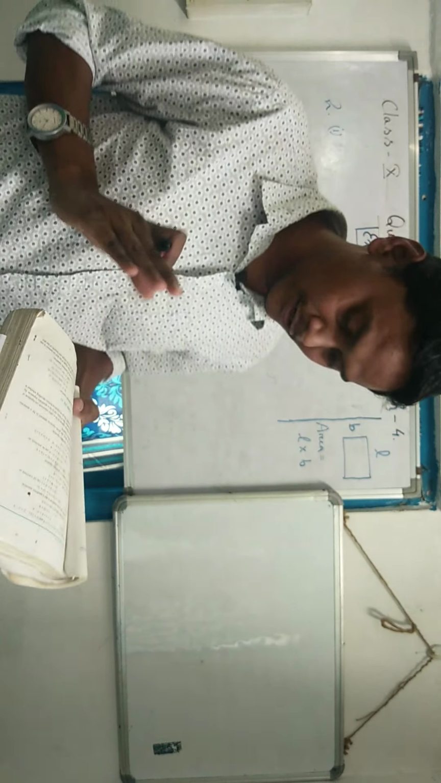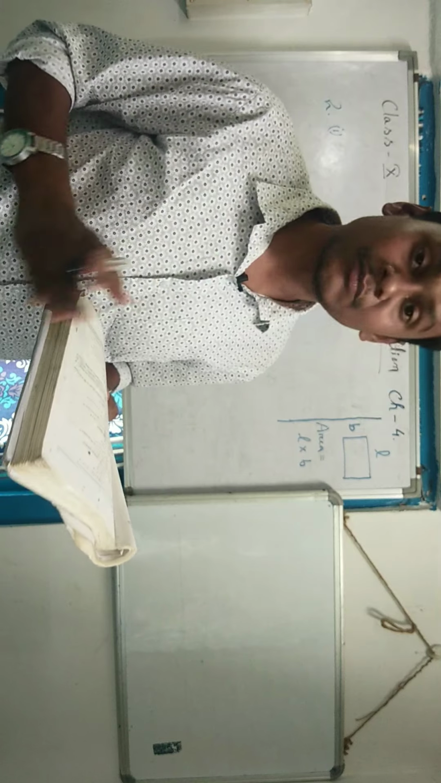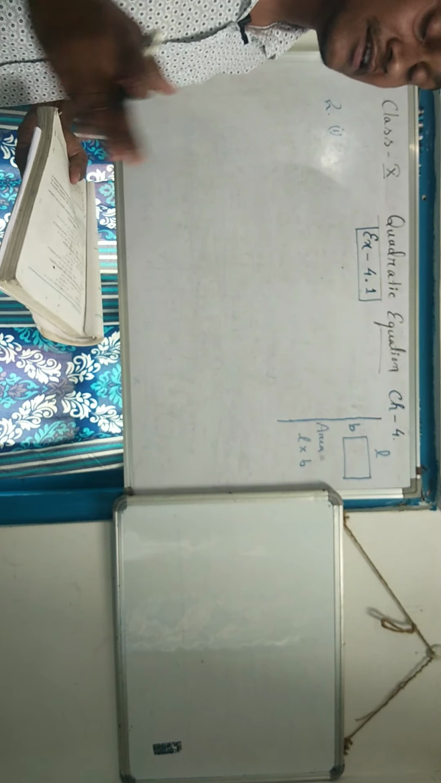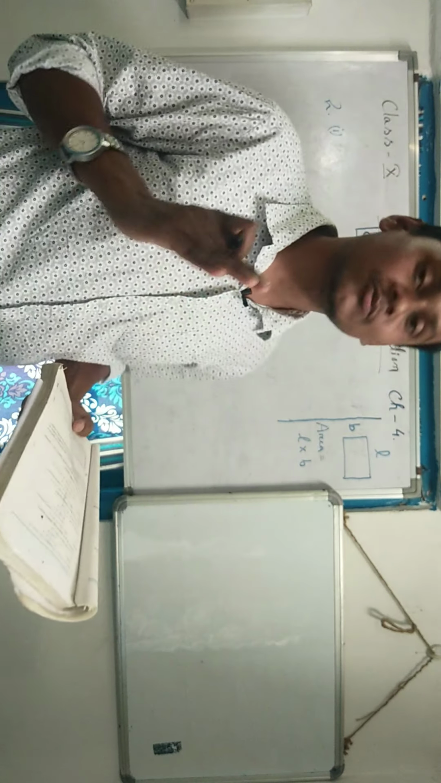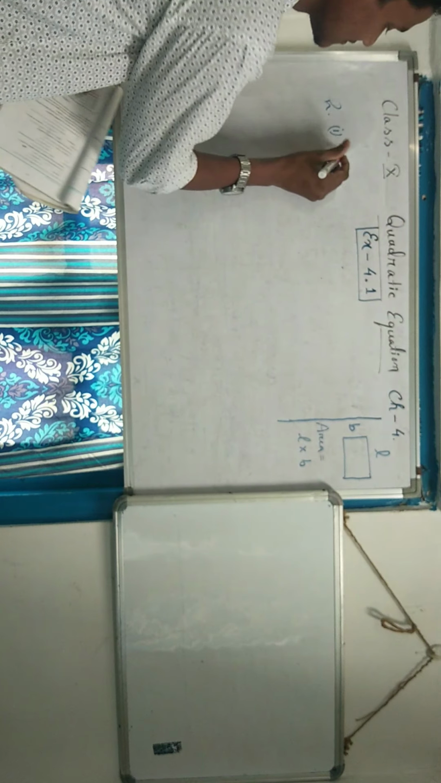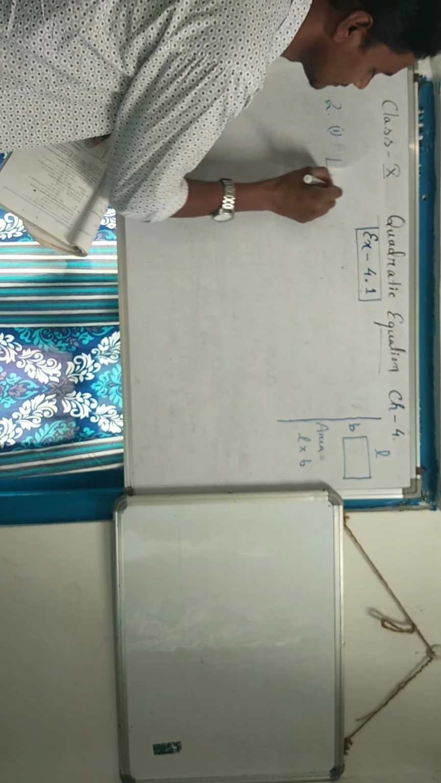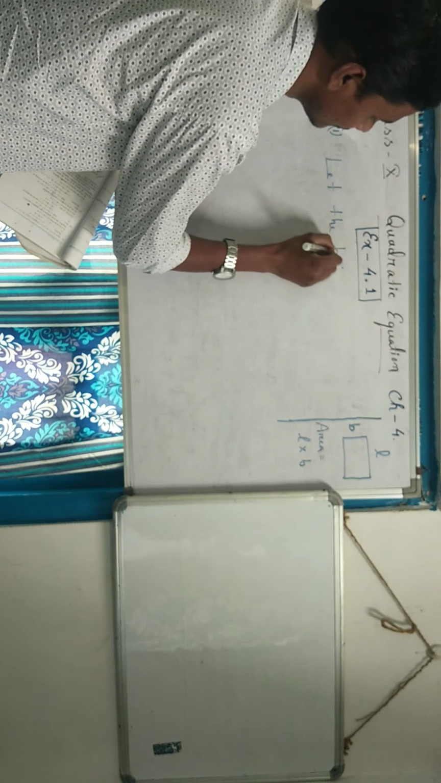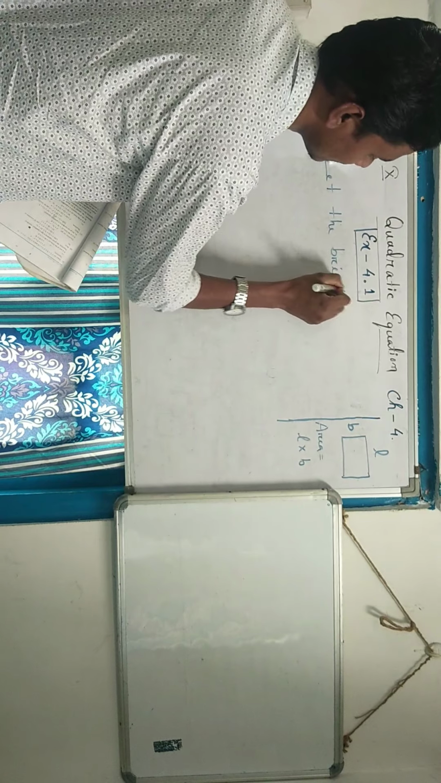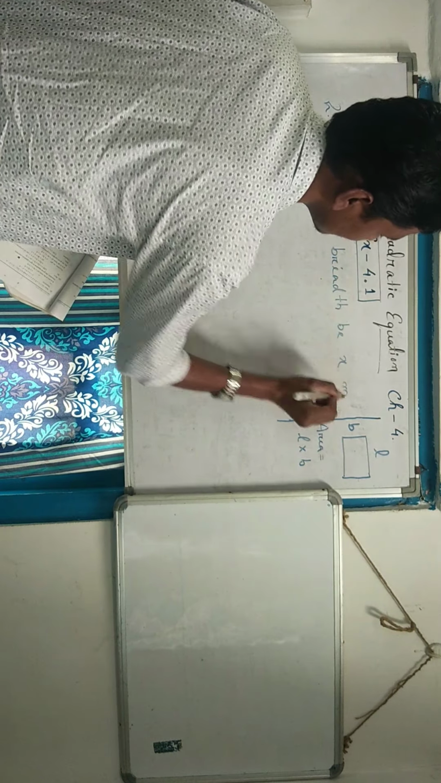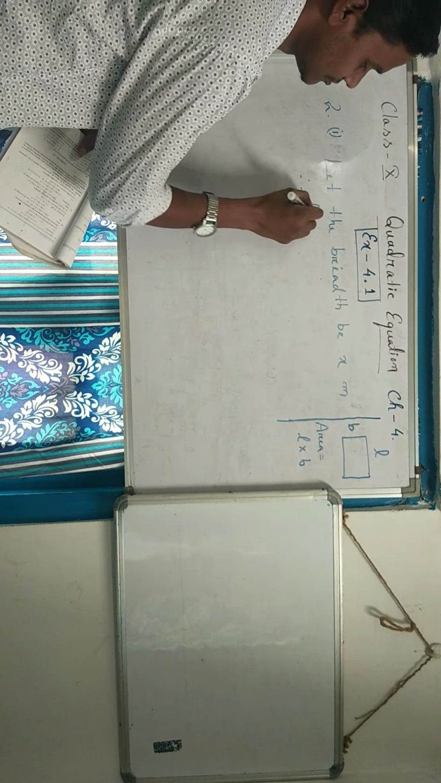The area of the rectangular plot is 528 meters square. The length of the plot is 1 meter more than twice its breadth. So first of all, we will consider the breadth, because I don't know the breadth. Let the breadth be x meter.